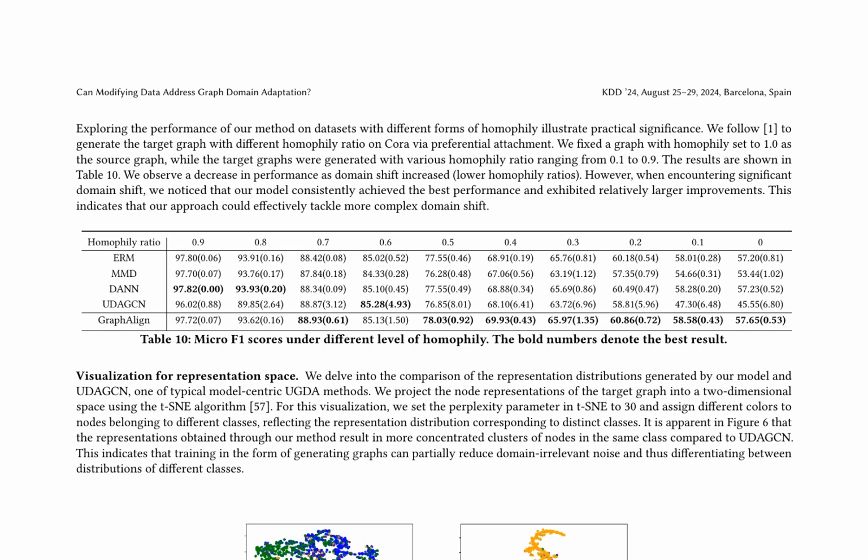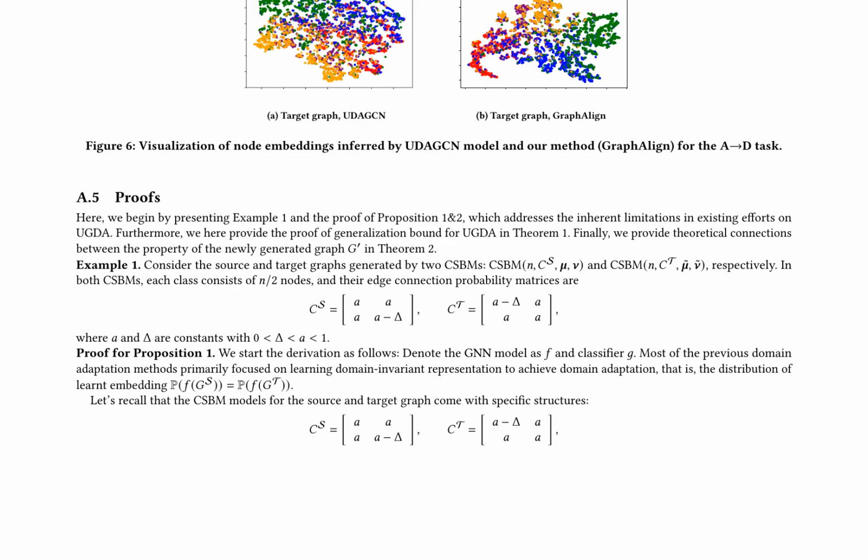The authors begin by discussing the challenges posed by homophily, which is a common issue in graph domain adaptation tasks. They then introduce their method, GraphAlign, which modifies the source graph to align it with the target graph in terms of node degrees and edge probabilities, thereby reducing the domain shift between the source and target graphs. The authors also provide an analysis of the performance of their model under different levels of homophily, demonstrating that as the homophily ratio decreases, the performance of their model increases, indicating its effectiveness in handling more complex domain shifts.